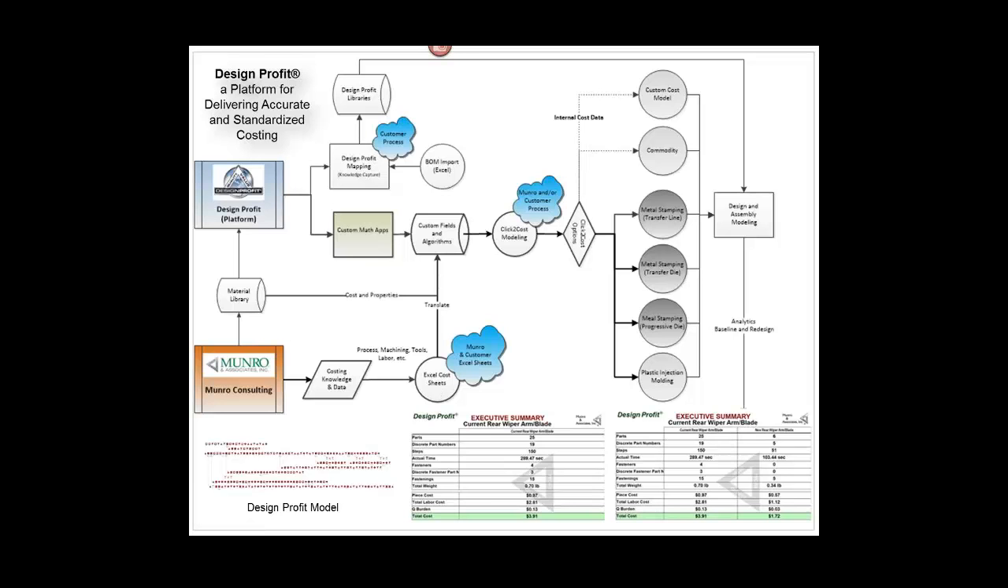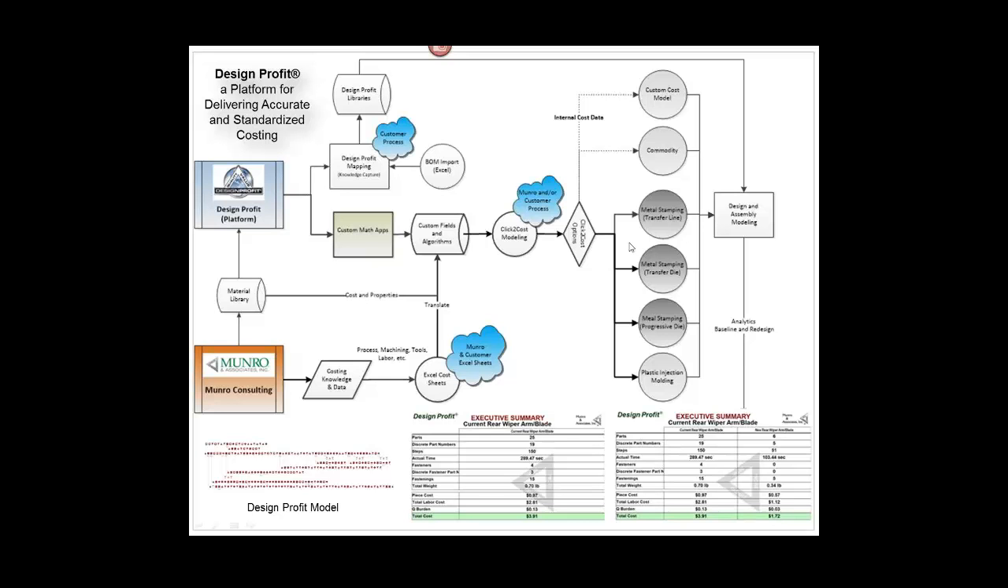That is very similar to what a lot of our customers are doing today with their costing, where a lot of their knowledge base is sitting in Excel. So we want to take our Excel cost sheets along with our material library, which has piece costs as well as material properties, and drive that into custom fields and algorithms. Once we have all of that information translated, we then model our costing using Design Profit.